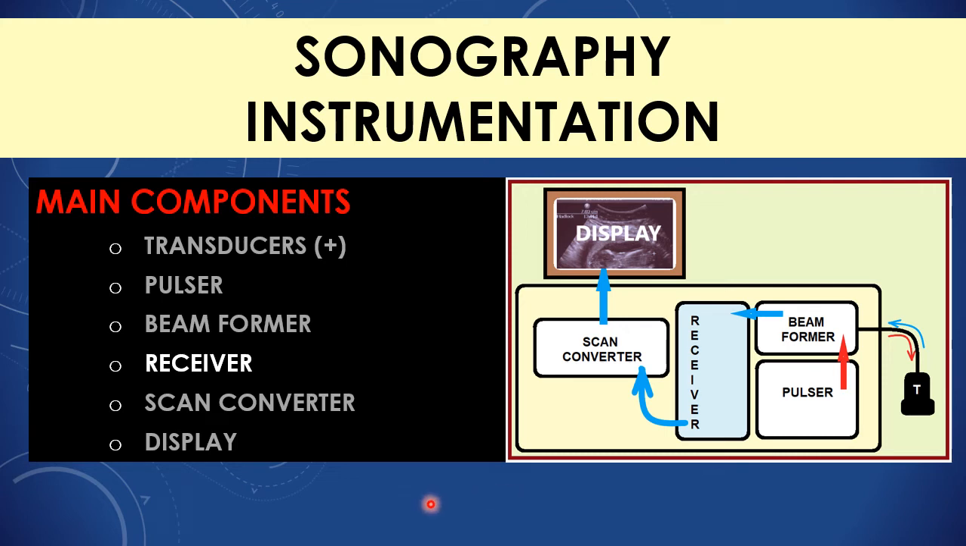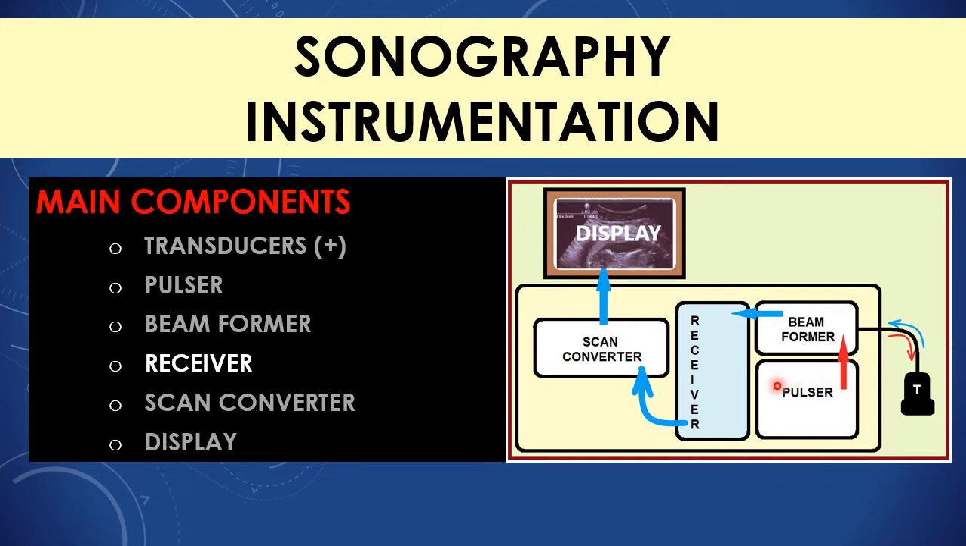Hello again, everybody. This is another lecture in the series of sonography instrumentation, part of the physics of ultrasonography. In here, we will talk about the receiver. In this instrumentation, we need to know something about the pathway of ultrasound instrumentation. So we start with the pulsar.